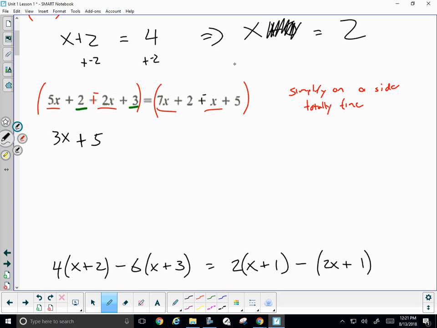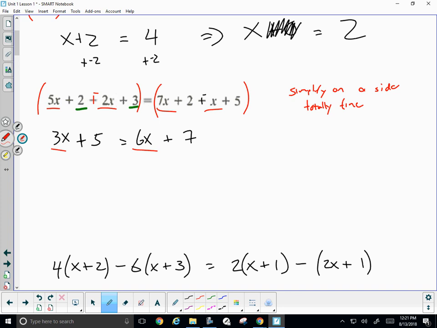Over here on the right side, I can simplify the right side. I can combine some like terms. 7x and a negative x, that gives me a 6x. 2 plus a 5, that gives me a 7. Okay, now I have a situation where I have variables still on both sides, but at least I don't have multiple sets of variables. What do I do now?